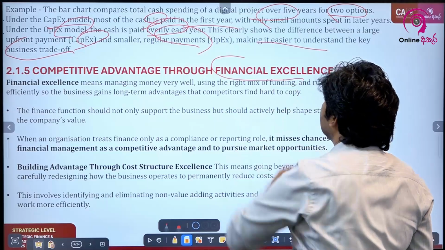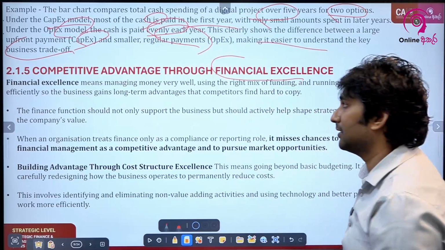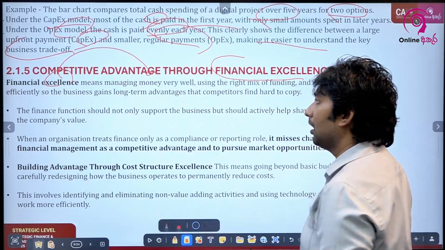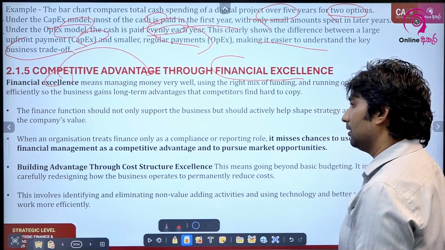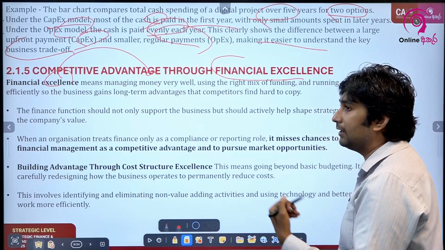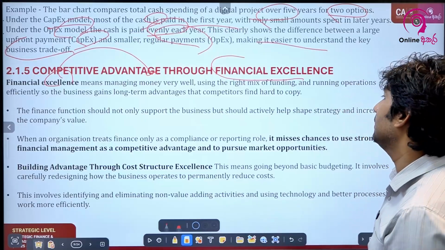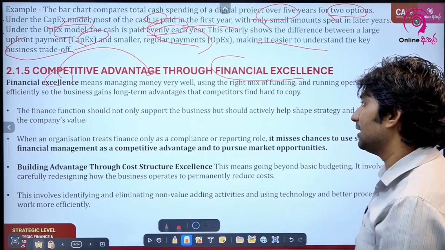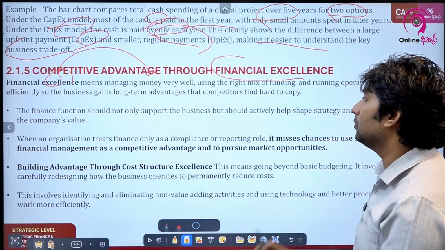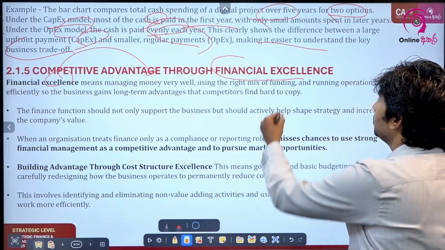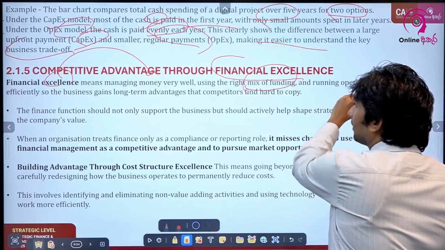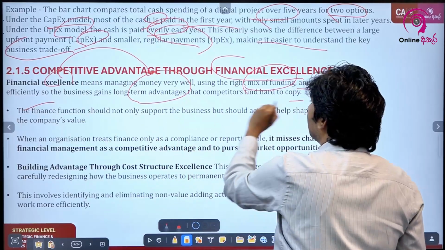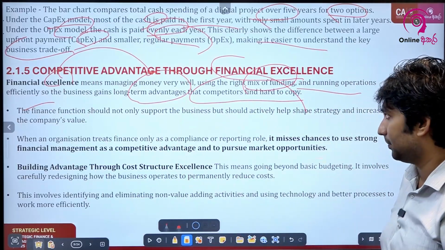Competitive advantage through financial excellence. Financial excellence, as the name itself implies, means managing your money well, using your money well, funding well, investing well, and managing your operations well. Financial excellence is all about how you manage your money prudently by using the right mix of funding and running operations efficiently, so that the business gains long-term advantages that competitors find hard to copy.